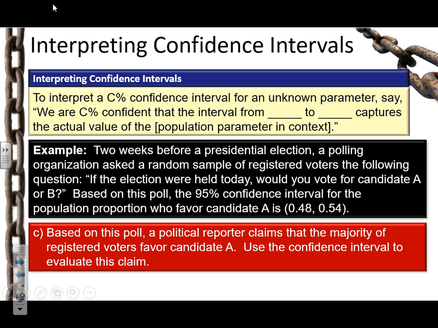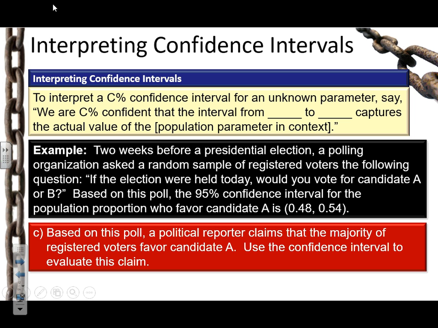No, why not? Because less than 50 is in our interval. We could have someone just over 48%, or we could have 49%, or we could have 48.6%, right? So the fact that there are plausible values less than 50% means we can't say for certain that more than 50% of people support candidate A.